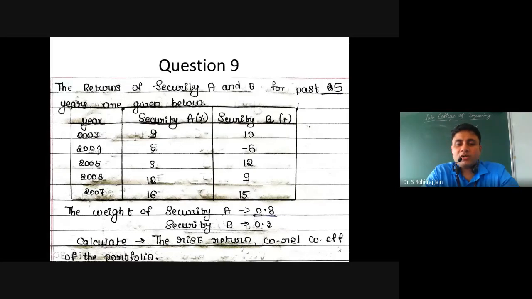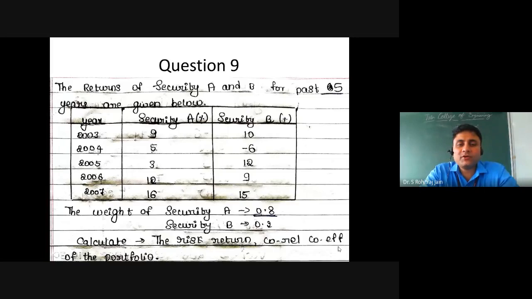Now, there is a small twist in the question. See there, the weight of security A is 0.8 and the weight of security B is 0.2. So what I need to calculate? I need to calculate the risk, return and correlation coefficient of the portfolio.